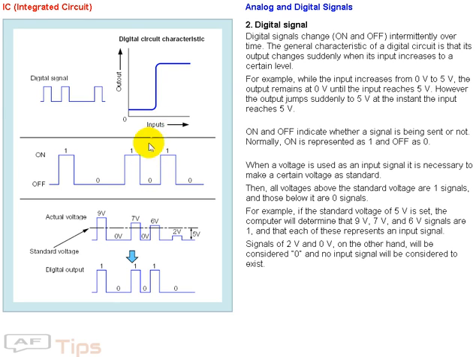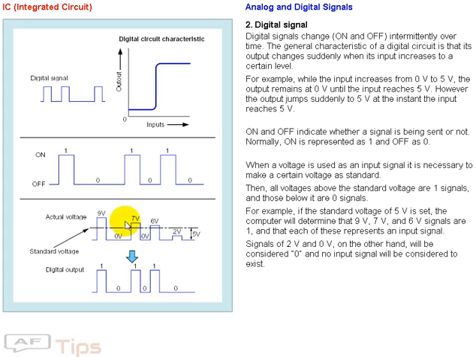On and off indicate whether a signal is being sent or not. Normally, on is represented as 1 and off as 0. When a voltage is used as an input signal, it is necessary to make a certain voltage as standard. Then, all voltages above the standard voltage are 1 signals, and those below it are 0 signals.